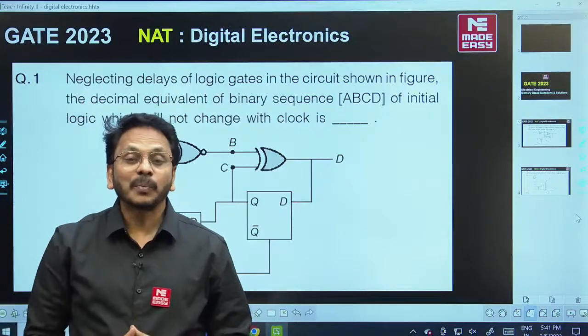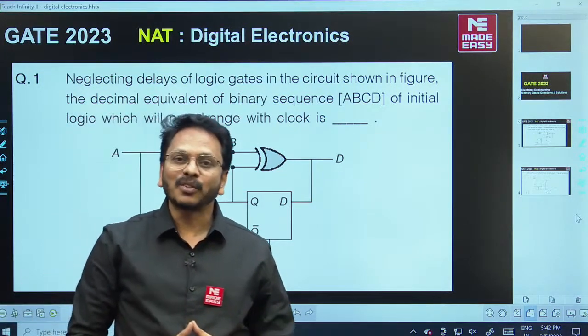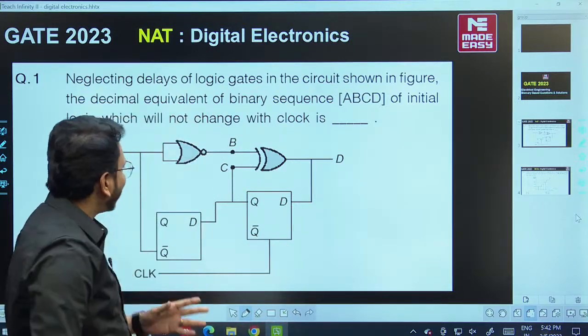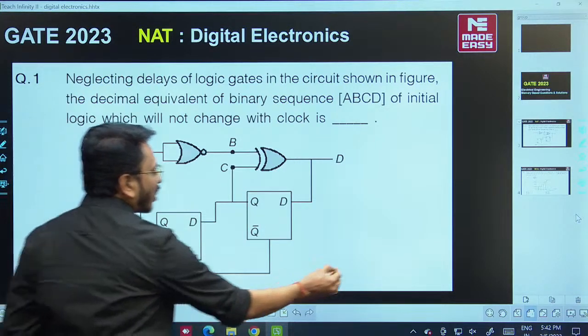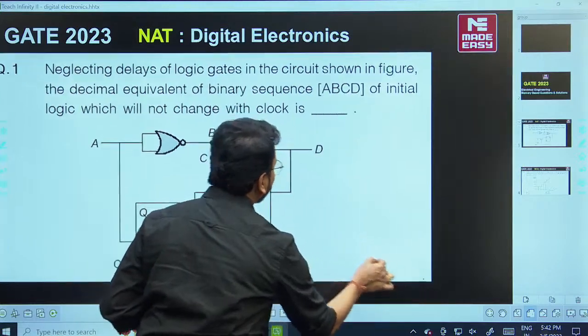Welcome to the digital electronics session, students. Here we are going to handle the memory based questions. First of all, we will check the questions here. See, this is a question where numerical data is given. We will see how this question is going to be.